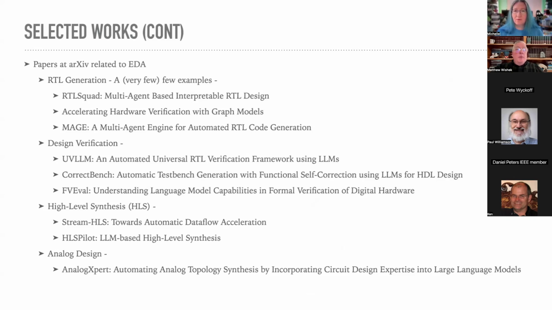If you have multi-million, multi-billion gate designs, being able to accelerate the verification of those designs is critical. And then again, there's another example here. These are just examples of what looked like relevant papers. For instance, a multi-agent engine for automated RTL code generation. These aren't necessarily ready to go.